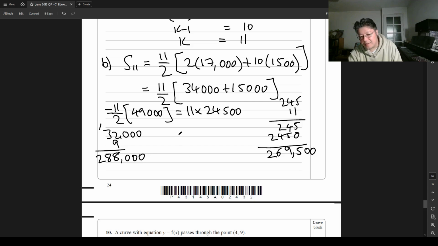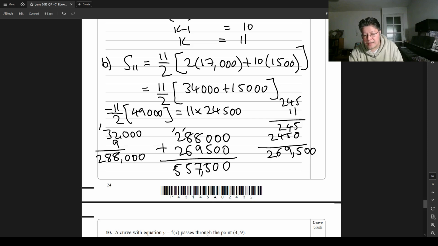Let's do that over here. 288, that. So let's add this up. 0, 0, 5, 7, carry the 1, 14, 15, carry the 1, it's 5. So the final answer is £557,500.